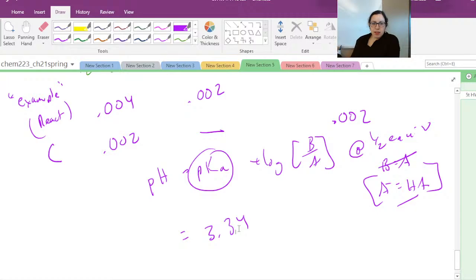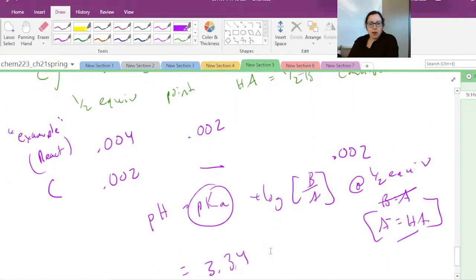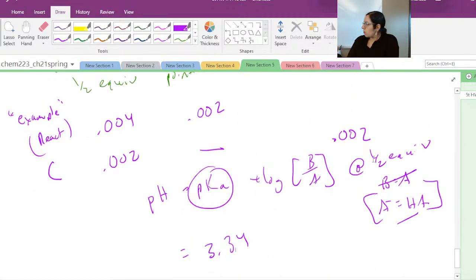So again, on an exam in the future, you can just write, half equivalence point equals the pKa, and you don't have to give me a bunch of work for that. You don't have to prove that to me. So that's just by definition.